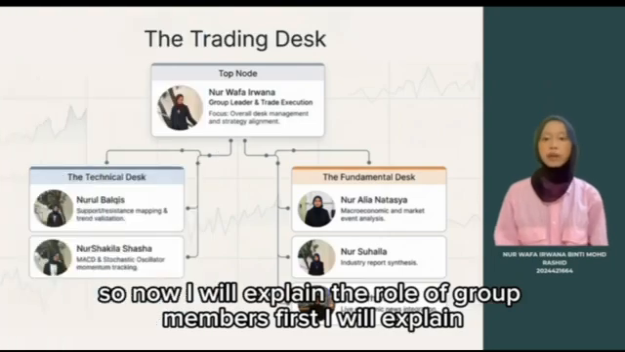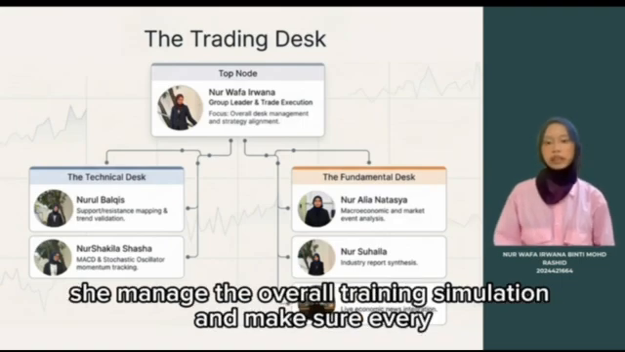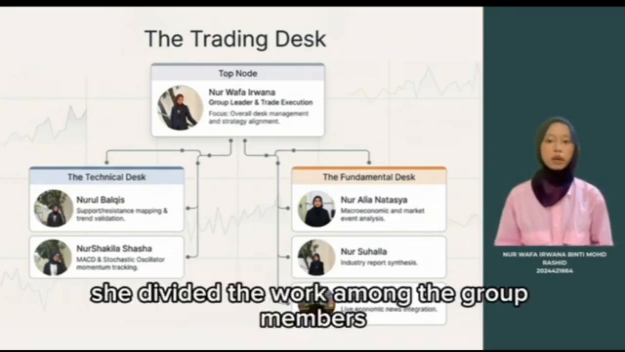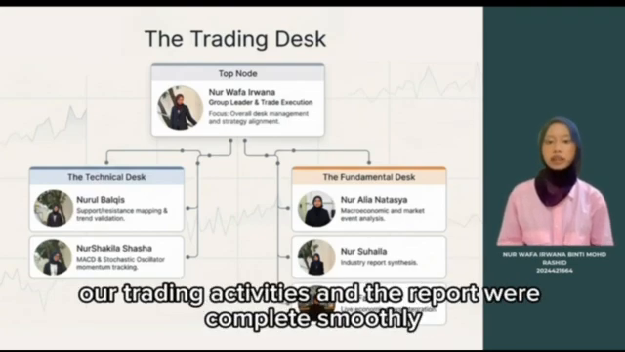So now I will explain the role of group members. First, I will explain the role of our group leader, which is NURUL IRWANA. She managed the overall trading simulation and made sure every task was complete according to the project timeline. She divided the work among the group members, monitored our progress, organized group discussions, and ensured our trading activities and the report were completed smoothly.